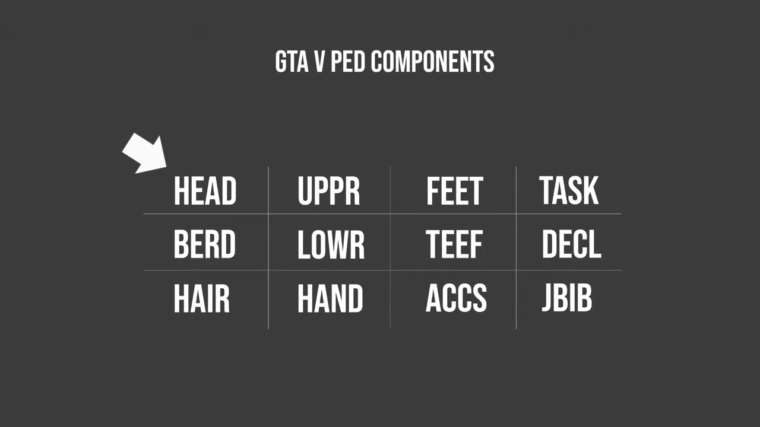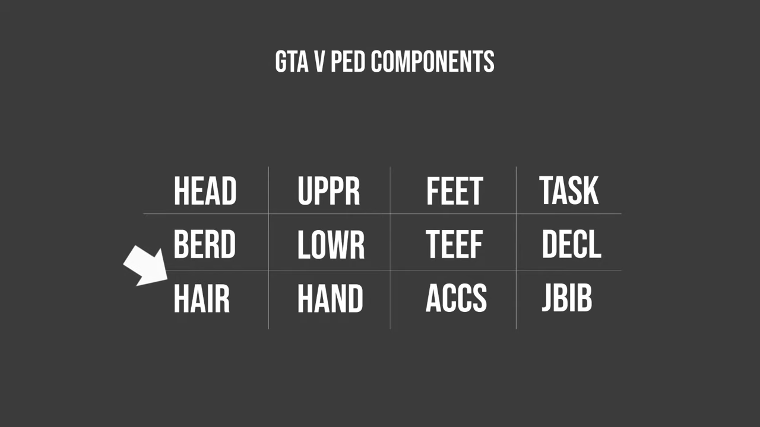First is the head. This one's kind of self-explanatory. The head mesh is present within this component. Some in-game Rockstar peds also have the hands included, but for my ped, I will only include the head. Beard component. This component is usually for beards or masks. My ped uses neither of the aforementioned, so I won't be using this slot. However, the custom ped you're working with may be different.